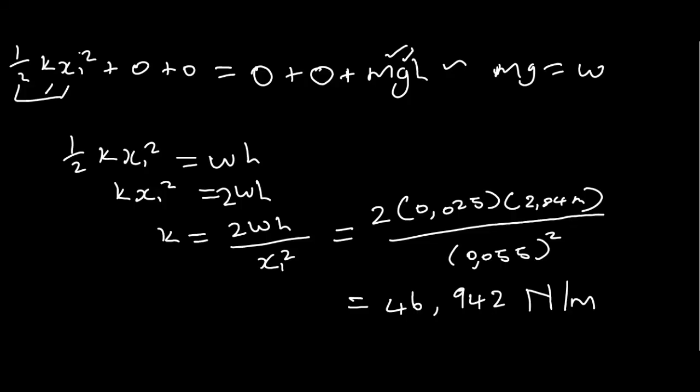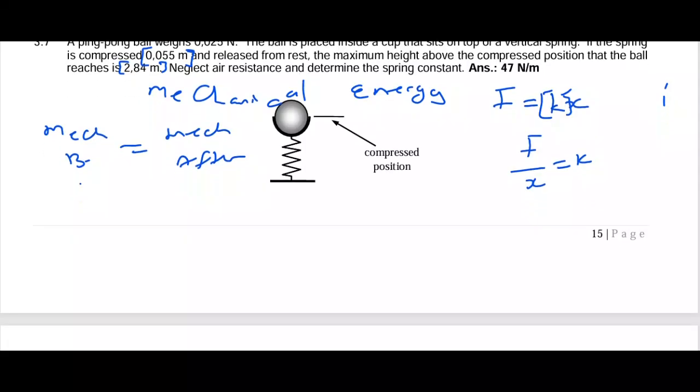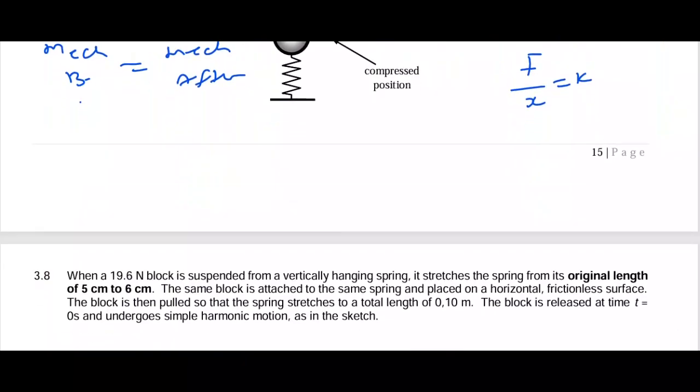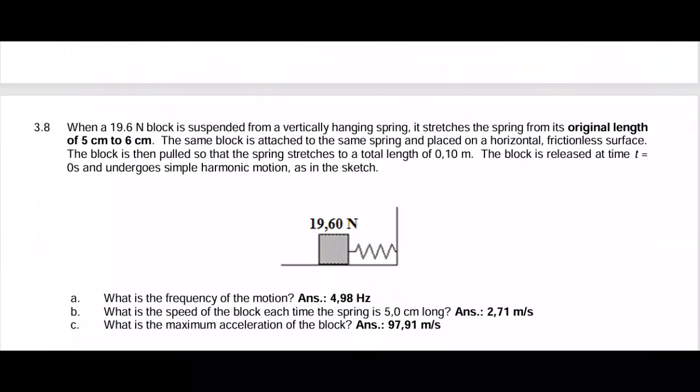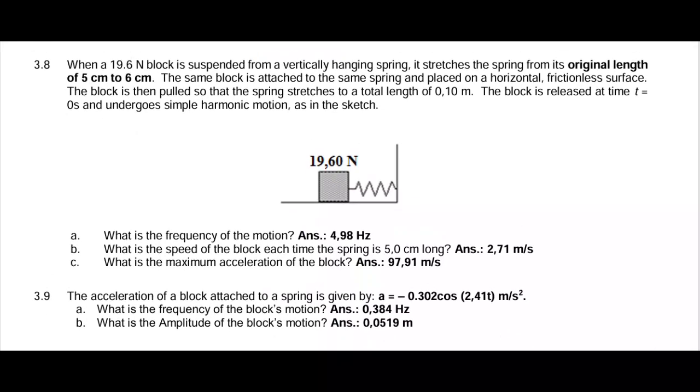So the next question is supposed to be 3.8. So let me check. So now we need to focus on 3.8. Okay, so 3.8 is here. I'm just going to do it on the same page so that we can finish earlier.